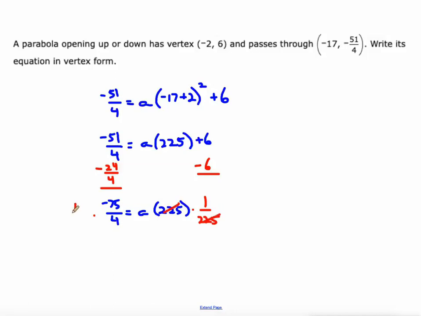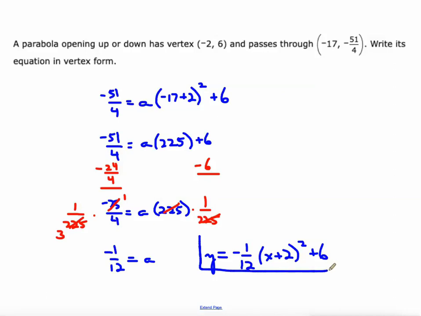So over here I have to do the same thing. And I do notice that 75 divided by 75 is 1, and 225 divided by 75 is 3. So we end up with our a value here as -1/12. All right, so once we have that a value, we can write the equation y equals -1/12 times x plus 2 squared plus 6.